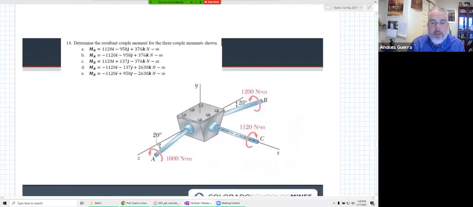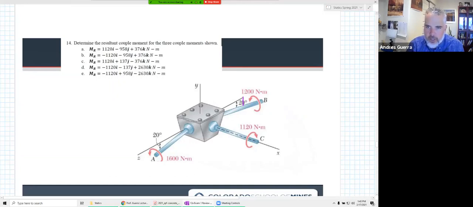Okay, this one, we are asked to determine the resultant couple moment for the three couple moments shown. So we're given the pure moments, right? These are already, they don't give us forces, they just tell us the tendency to rotate. I believe we corrected this on your version of the exam, but there's a little dash line here, or something that tells you what plane these are in.